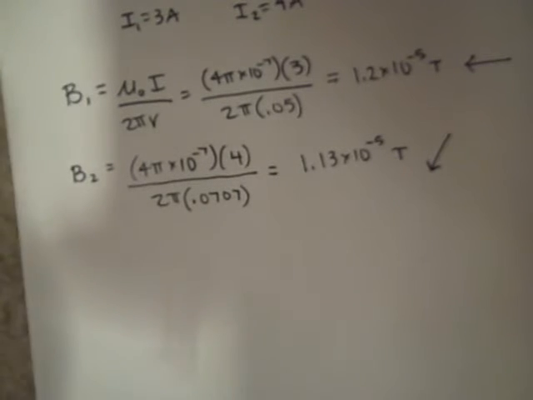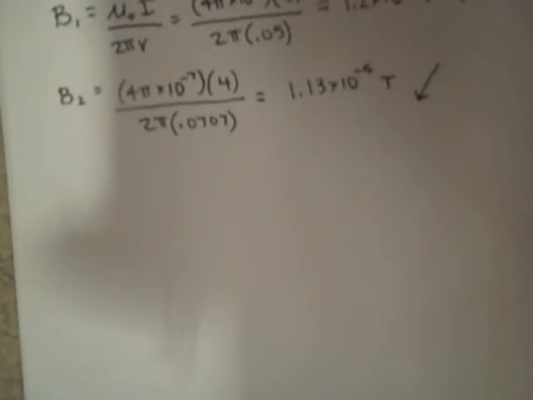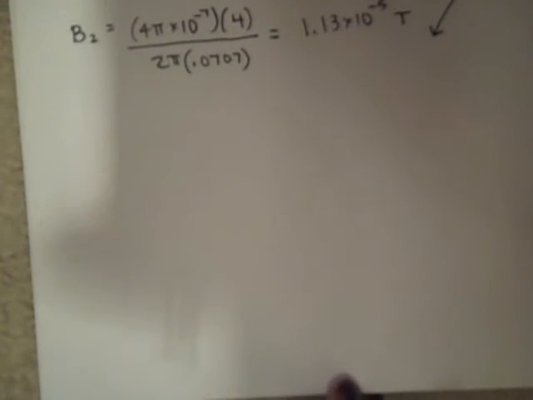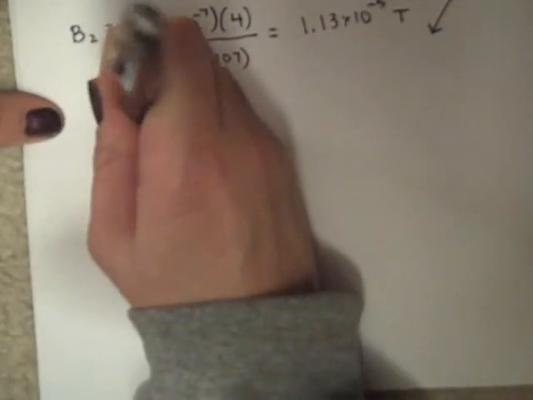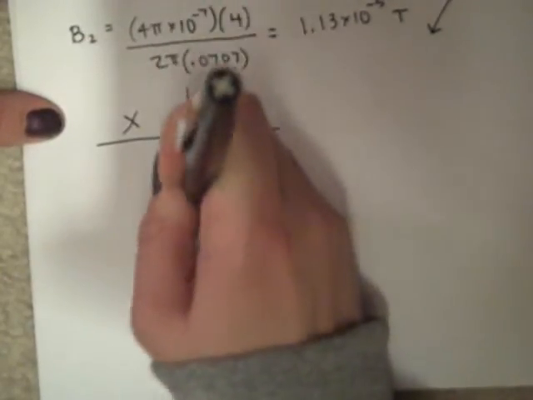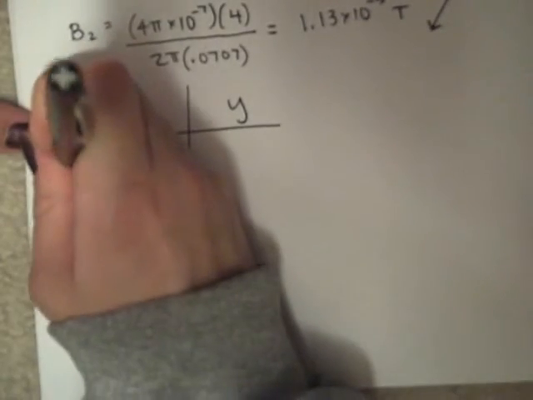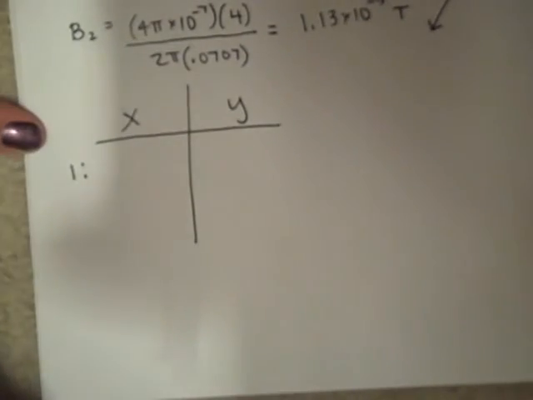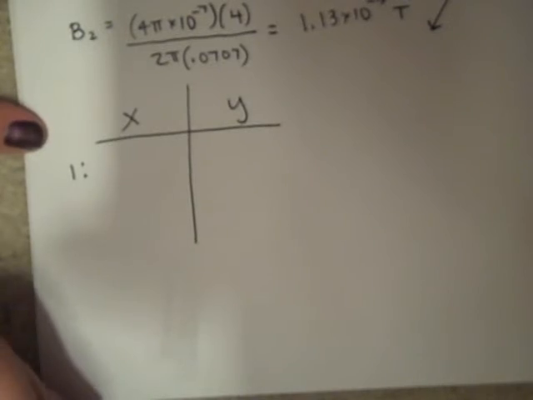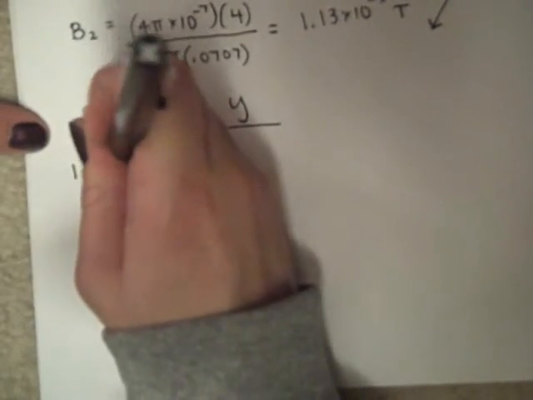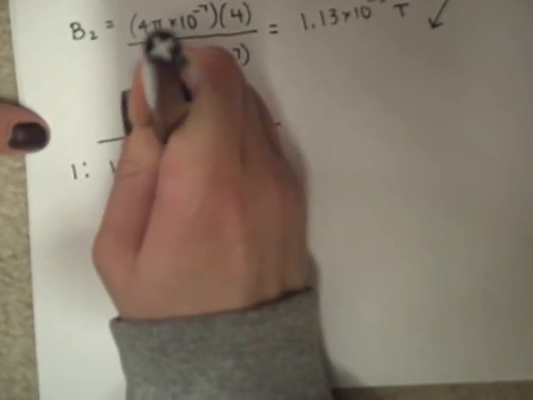So now that we have these two vectors, if you remember back to vectors, I'm going to do a little XY chart in order to break them up into components and figure out their resultant here. So I'm going to say X and Y. And first I'm going to list the magnetic field from wire number 1, which had an X component of 1.2 times 10 to the negative 5th Teslas.